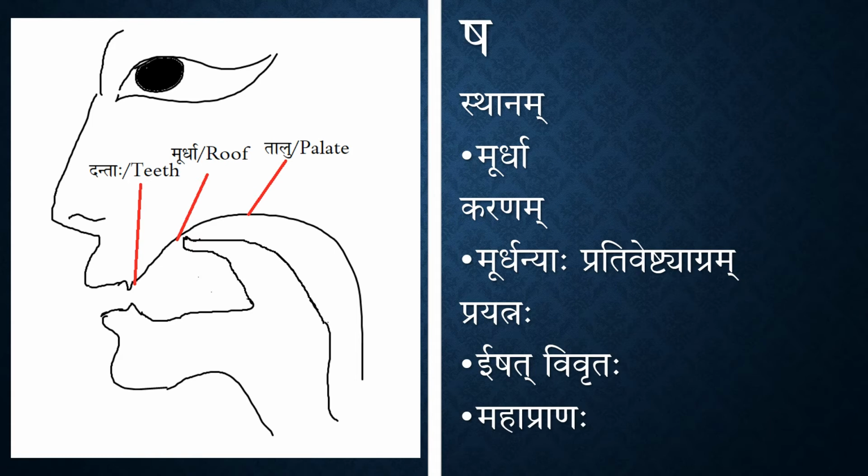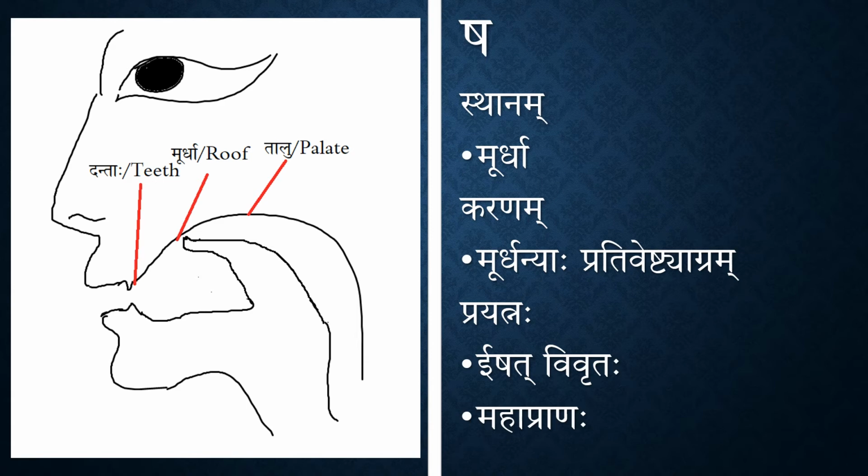The next letter is sh, whose sthanam is murdha, just after the talu, which is like the roof of the mouth. The karanam, the part of the tongue used here, is prativeshtagram, the agra part, the tip of the tongue, but it's curled a little bit. The prayatna, or the effort involved, is ishatvivrutta and mahaprana. It doesn't touch completely, a little bit open, and mahaprana, which is more breath, or a deep breath, is needed while pushing the air out.